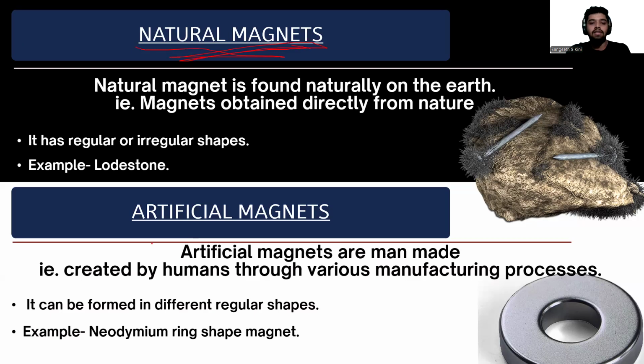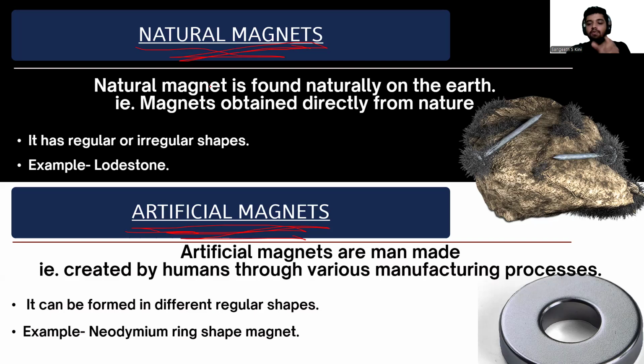The second type is artificial magnets. Artificial magnets are man-made magnets, while natural magnets are those we can find directly in nature. The basic example is that you take a bar magnet or any magnet and put it in the soil in front of a house, simply put it in the soil.